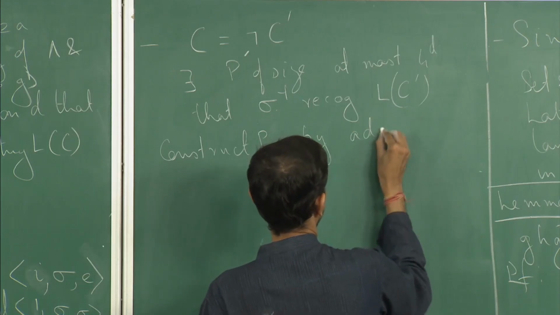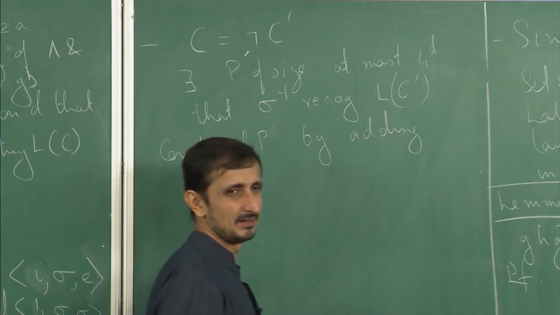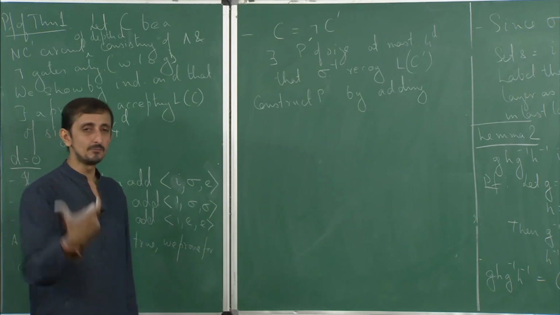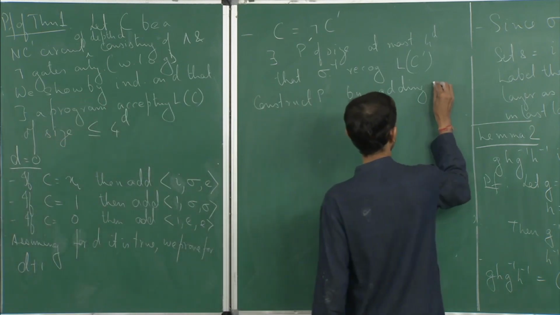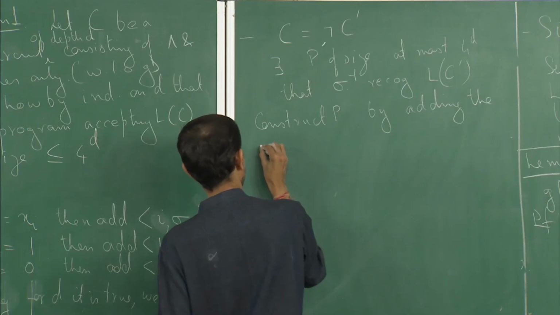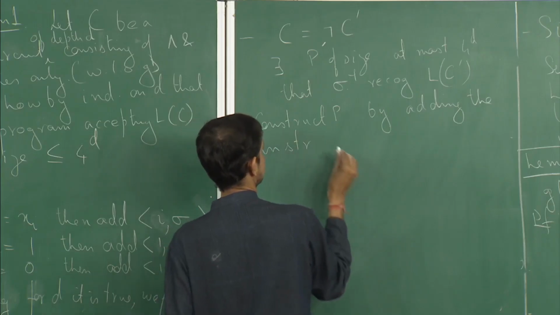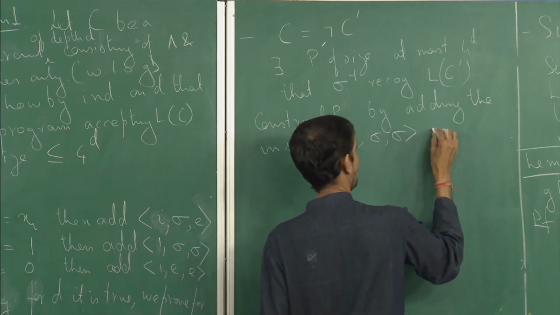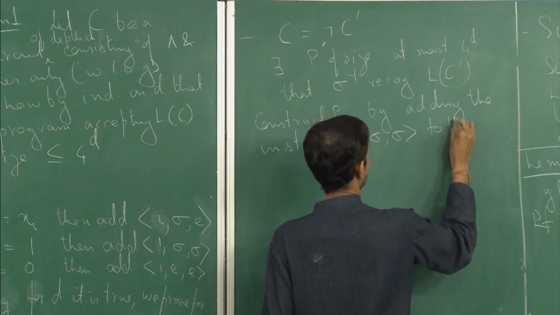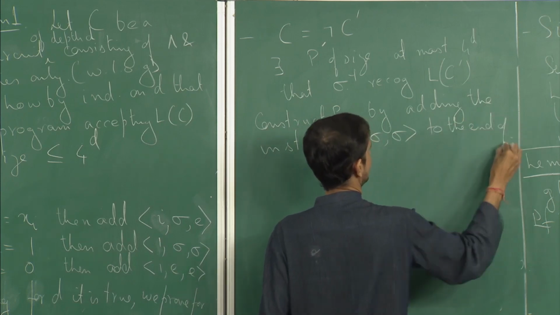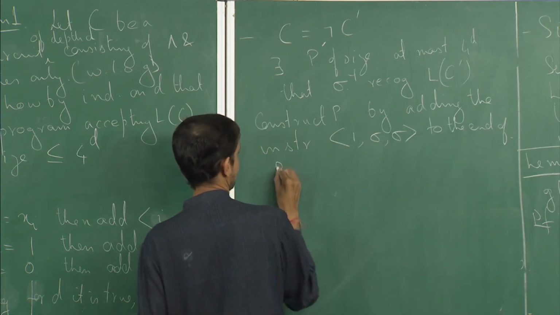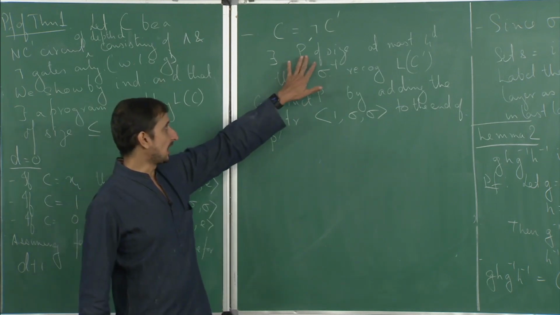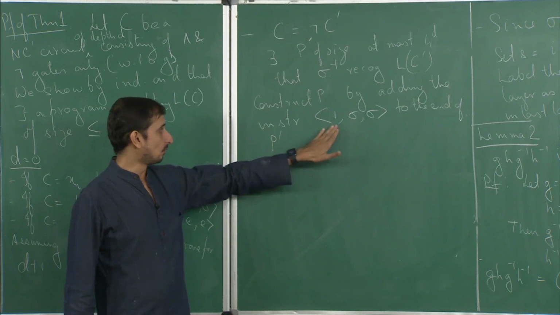By applying sigma in both ways. Basically, I will add one more instruction, by adding the instruction 1 sigma sigma to the end of P prime. So, as you said, apply sigma in both cases. So, after P prime I add one more instruction 1 sigma sigma.